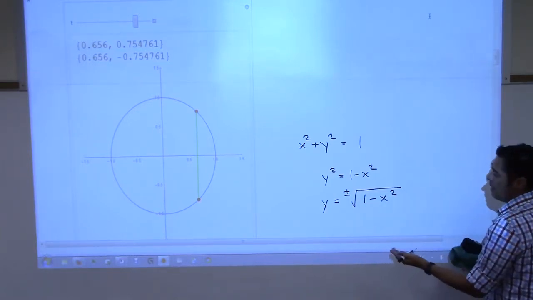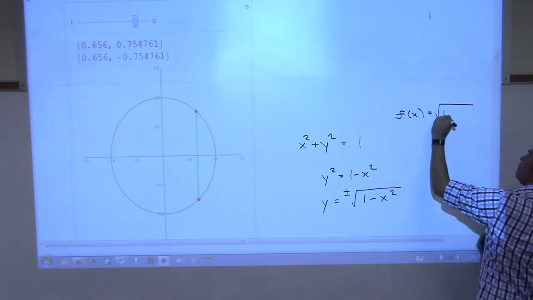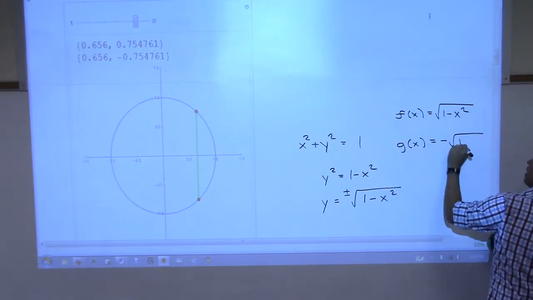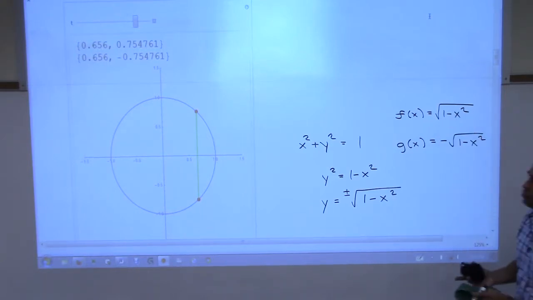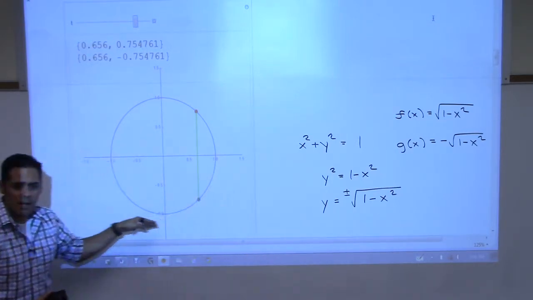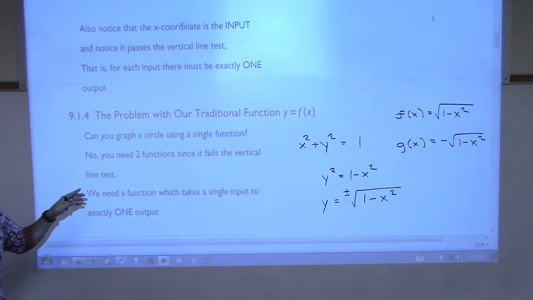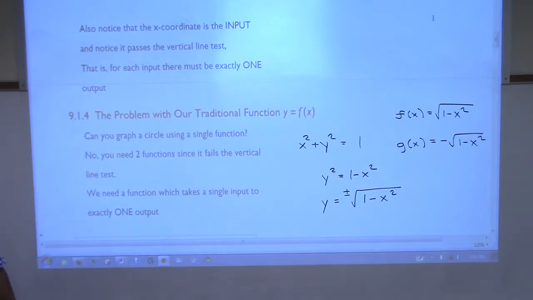So to get around that, you could define two functions. f of x is, let's say, the positive answer, and g of x is the negative answer. Now if I graph f of x by itself, it will draw me the top half of the circle, and then g of x by itself will draw me the bottom half. But the question was, can you graph a circle using a single function? And the answer is no, we cannot at this point do that. Do you all understand the problem?